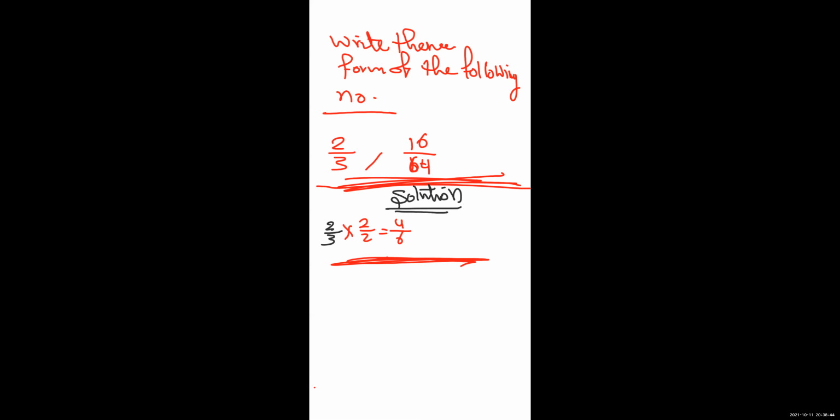What does the question mean by writing 16/64? Write 3 forms of this number. We have two numbers, 2/3 and 16/64, and you want three forms of 2/3 and three forms of 16/64? Yes, exactly. So for 2/3, I will multiply it by 2/2.